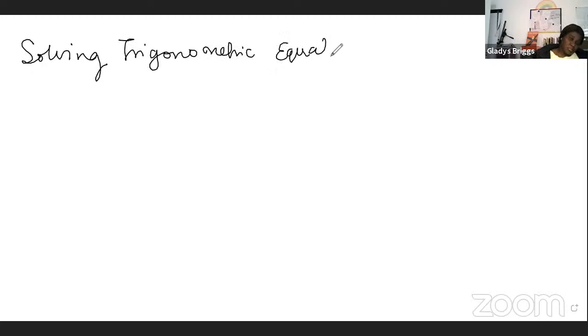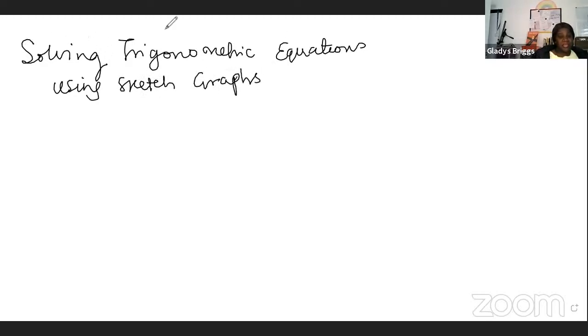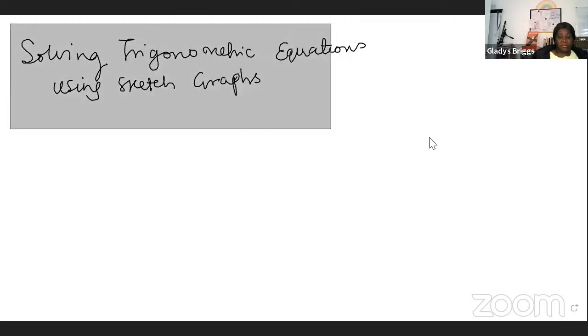Solving trigonometric equations. That's the next title that you need to put. We're still in topic 5, okay? Using sketch graphs. Okay. Now you have learned so much with me.